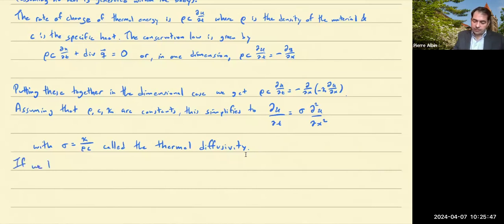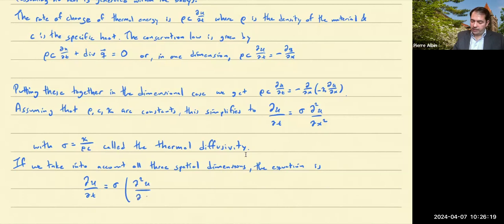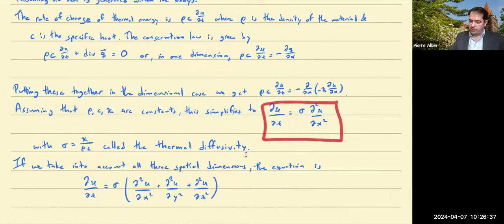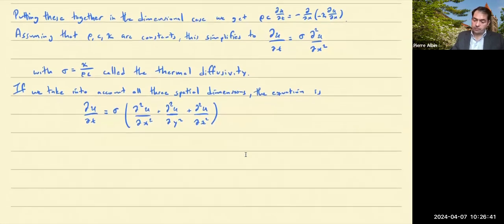If we take into account all three spatial dimensions, the equation is du by dt is equal to sigma times the second derivative with respect to x plus the second derivative with respect to y, plus the second derivative with respect to z. Right? This is what the heat equation looks like in three dimensions, and this is the heat equation in one dimension. We'll stick to the one-dimensional heat equation.